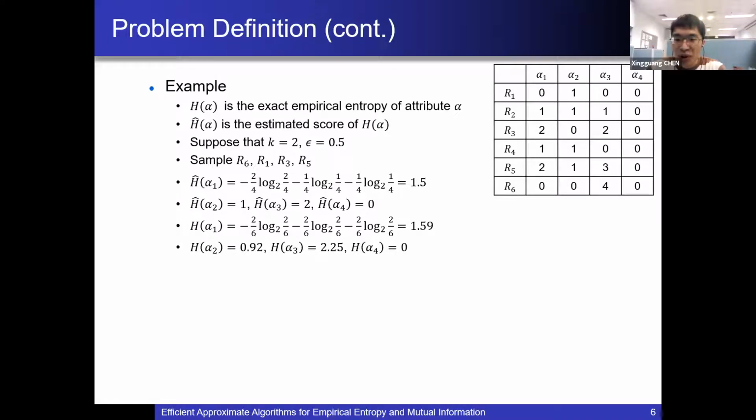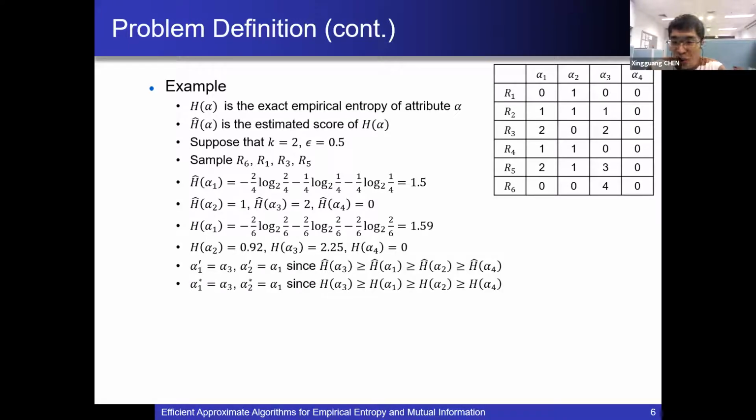The attributes with estimated top two scores are alpha 3 and alpha 1. So alpha 1 prime is alpha 3, alpha 2 prime is alpha 1, since h hat alpha 3 is larger than h hat alpha 1 and so on. Alpha 1 star is alpha 3. Alpha 2 star is alpha 1, since h alpha 3 is larger than h alpha 1 and so on.